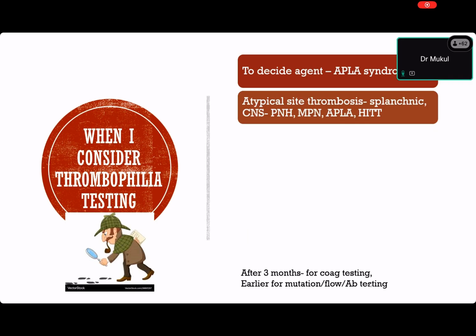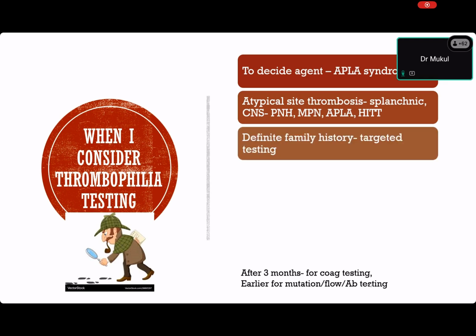Then atypical sites of thrombosis, splanchnic, CNS. In these scenarios, testing for PNH becomes important, testing for Apla becomes important, and testing for heparin-induced thrombocytopenia and thrombosis becomes important. And like we heard around a month back, vaccine-induced thrombosis becomes important. And testing for MPNs. All 3 MPNs, PV, ET, myelofibrosis, can present with atypical sites of thrombosis, especially splanchnic. Then if there is a definite family history of thrombosis and a proven history of thrombosis or a thrombotic state in the patient, you can consider that patient for targeted testing.